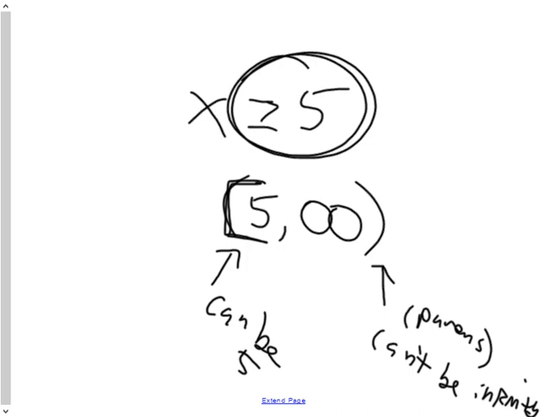On regular numbers like 5, they can either have parentheses or brackets. Depends on if you want them to be included. If I want 5 to be included or not. Let's say I have a daycare where I accept people ages 5 to 10. Would I put brackets on the 5 and the 10? Yeah, because unless you don't want 5-year-olds, then you'd put parentheses around the 5. But then you do want 10-year-olds, put a bracket on the 10.